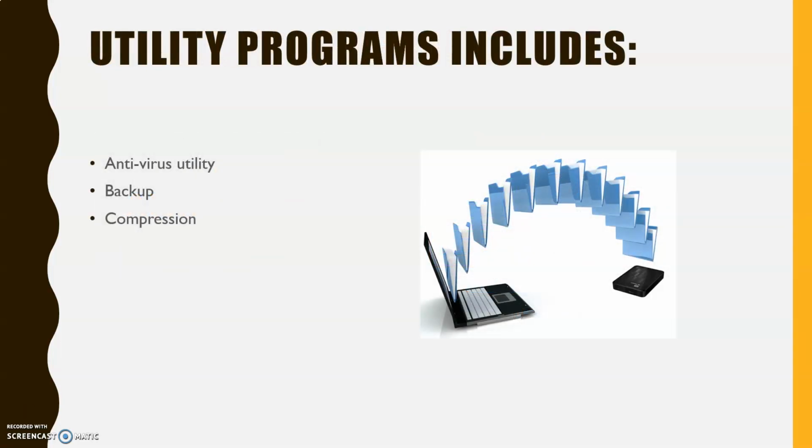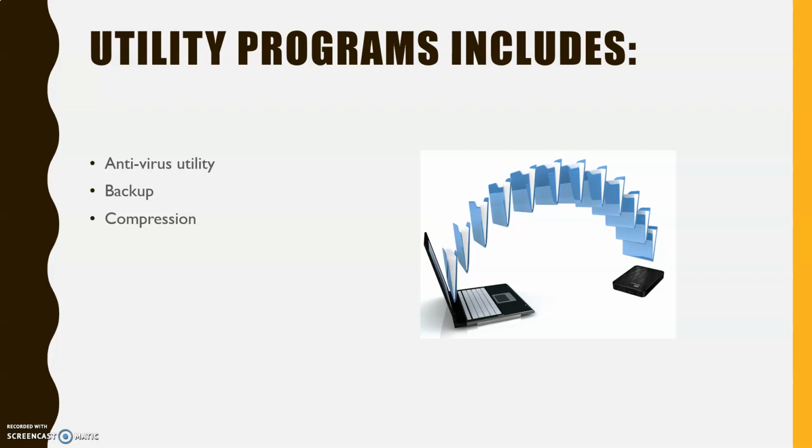Utility programs include antivirus utility, backup and compression. One by one we are going to see how they are defined. Antivirus utility: they provide protection to your computer against various attacks. They include tools to recover lost files and protect our machine against system failure.